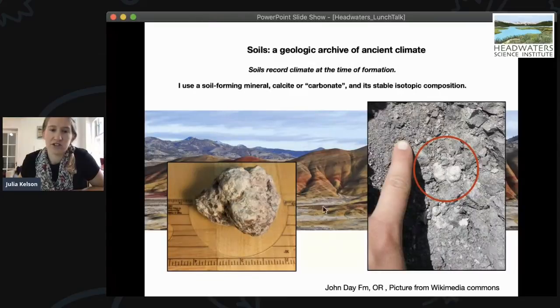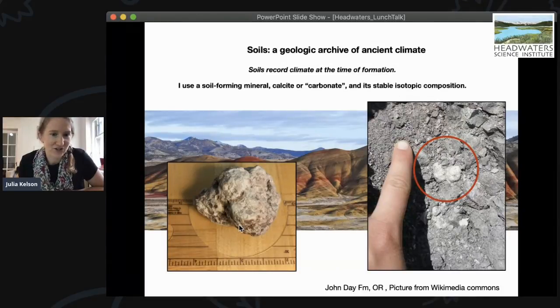Okay, and more specifically, I use a mineral called calcite or calcium carbonate. If I use those terms interchangeably, they're the same thing. And I look at the oxygen isotope composition and also the carbon isotope composition, which I did not explain but could later. And so this mineral looks something like this.